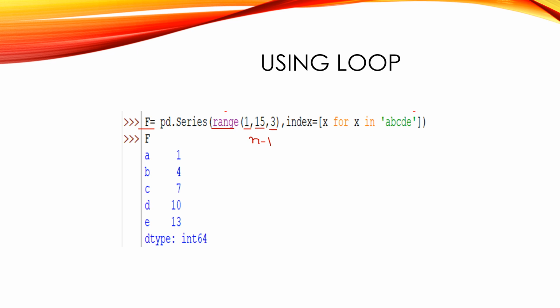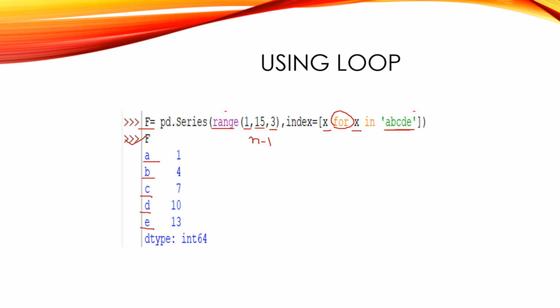We have taken index as x for x in ABCDE. That means we have used a for loop here, so x will go through ABCDE till it ends. So here as we print f, first of all the index x takes A, then it takes B, then C, D and E from the designated string in the loop.